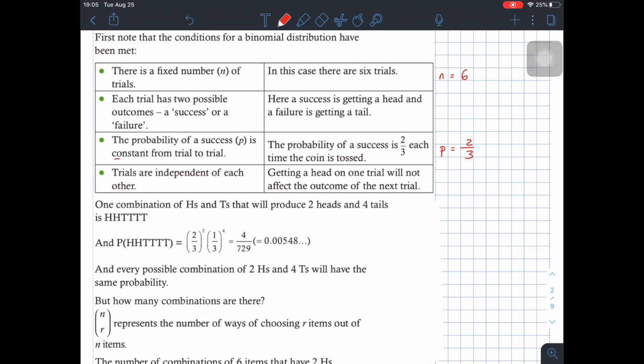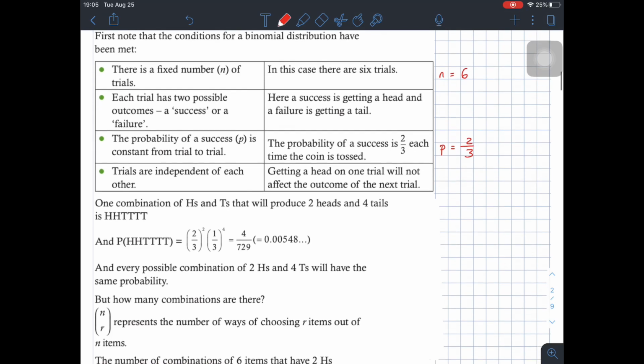And finally it says trials are independent of each other, and that's true also for this case. Getting a head on one trial will not affect the outcome of the next trial. So all of the 4 conditions in order to obtain a binomial distribution are met. So we are talking about a binomial distribution problem, right?